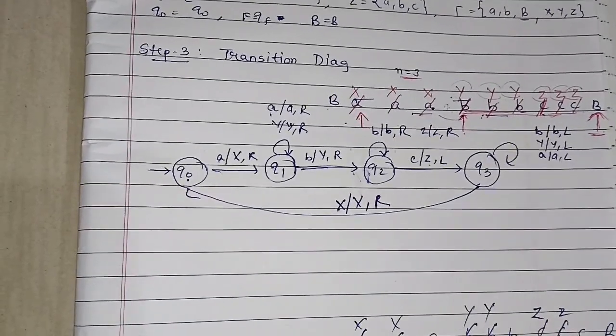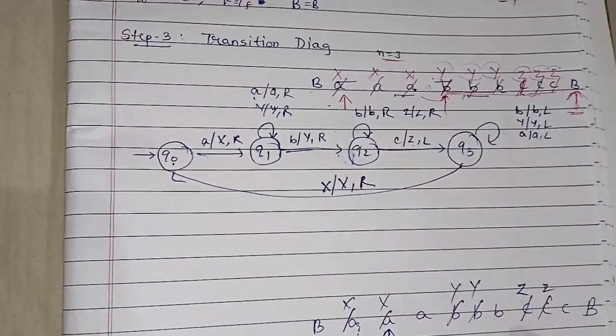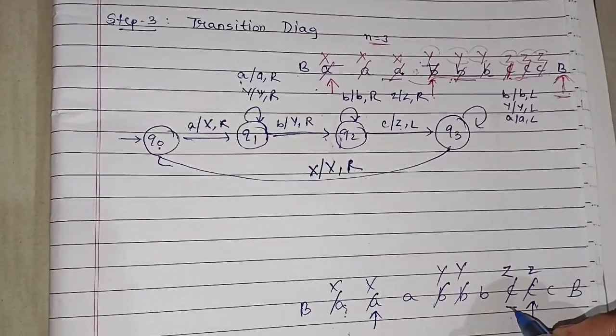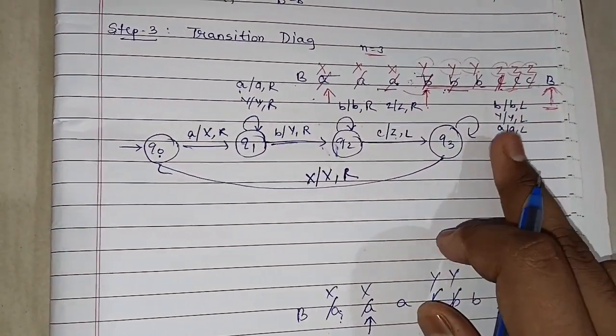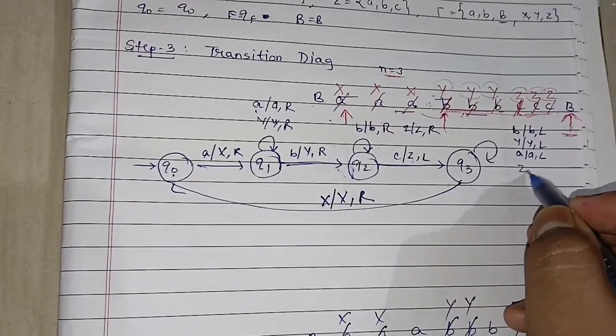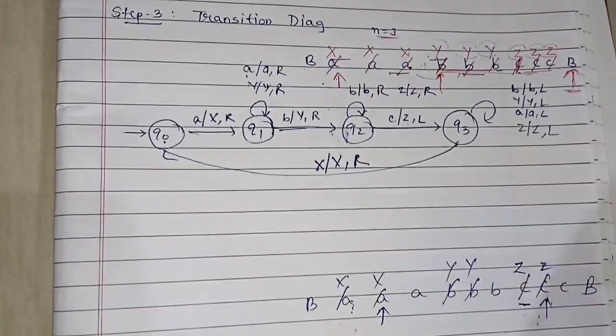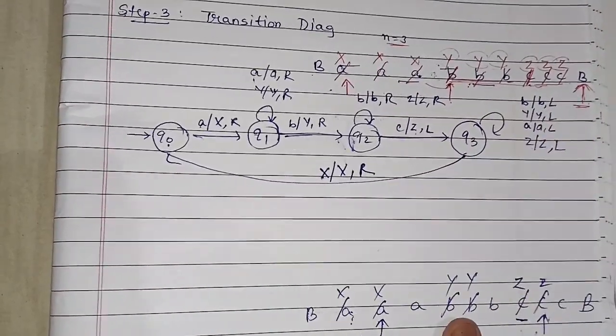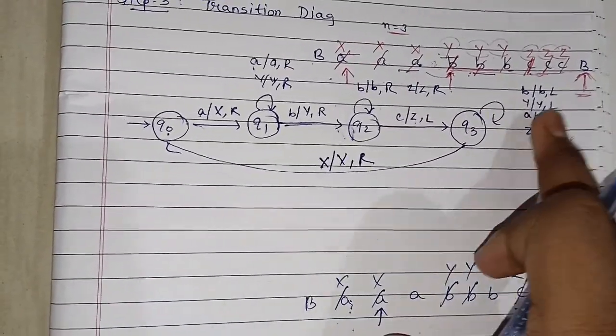When you come left, now see, your head was pointing here. When you come left, you will get Z also. But we have not mentioned anything here. So we will mention Z here also: keep it as Z and move left. Now for B, yes, we have kept. For Y, we have kept Y. For A, we have kept A.